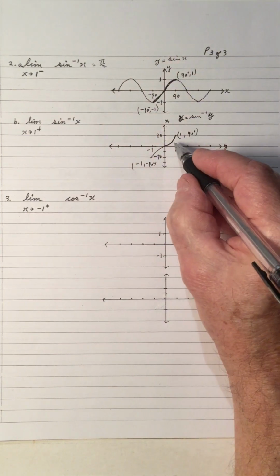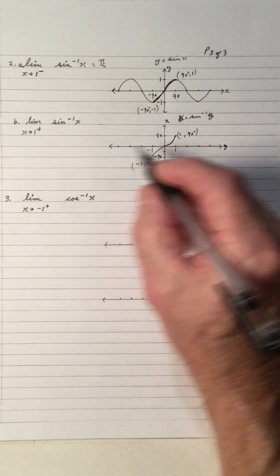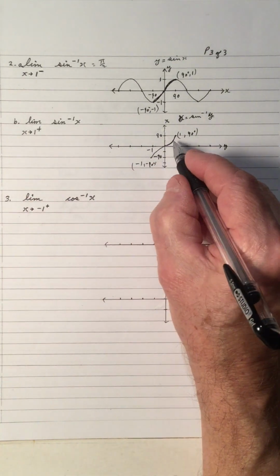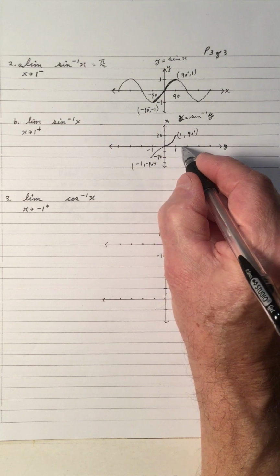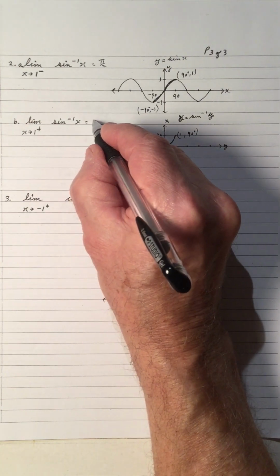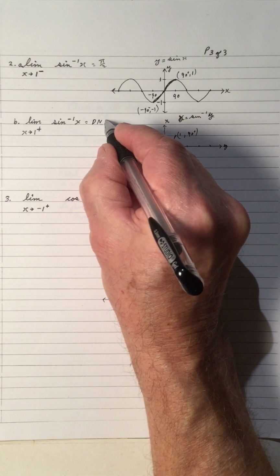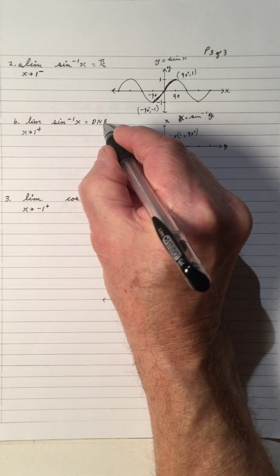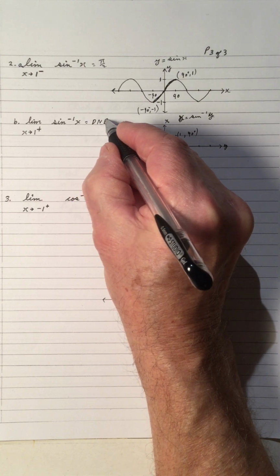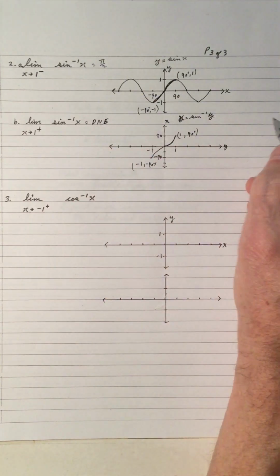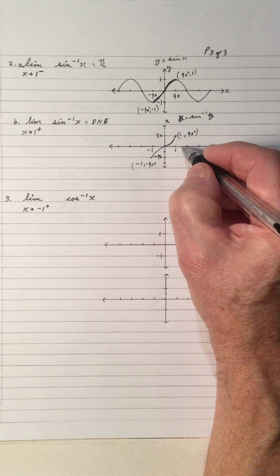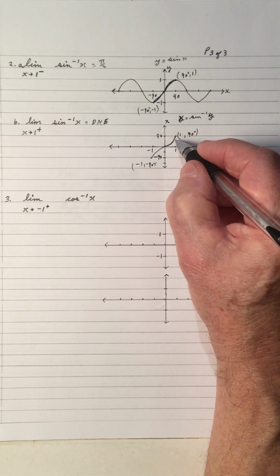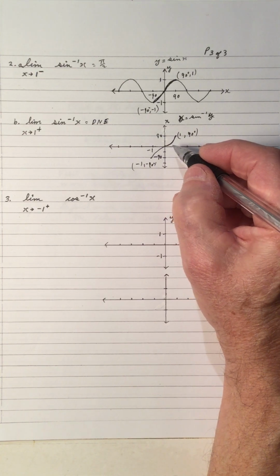Now, interesting one, what about if you approach 1 on the positive side? So in terms of the inverse, as you approach 1 on the positive side, you can't. So the limit does not exist. So you can approach 1 on the negative side to get a 90, but you can't approach 1 on the positive side in terms of the inverse.